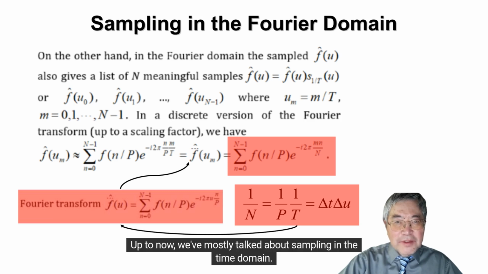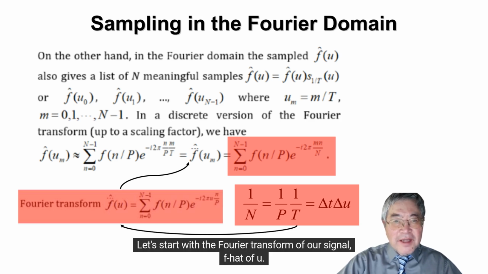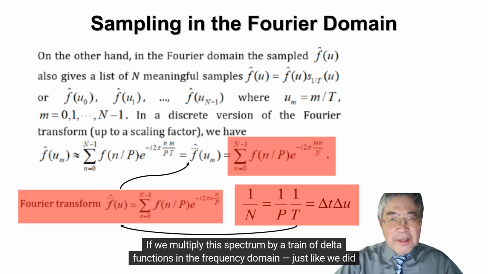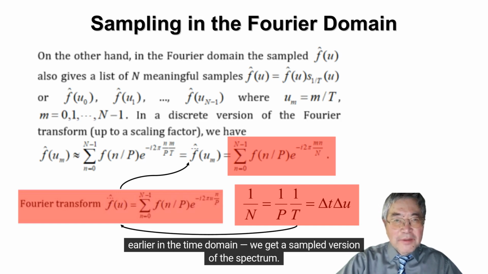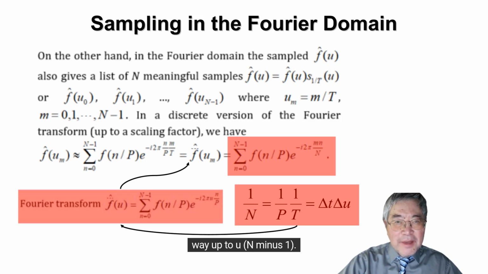Up to now, we've mostly talked about sampling in the time domain, but we can also sample directly in the Fourier domain. Let's start with the Fourier transform of our signal, f hat of u. If we multiply this spectrum by a train of delta functions in the frequency domain, just like we did earlier in the time domain, we get a sampled version of the spectrum. That means we only keep its values at certain frequency points, which we can label as u0, u1, all the way up to u n-1.